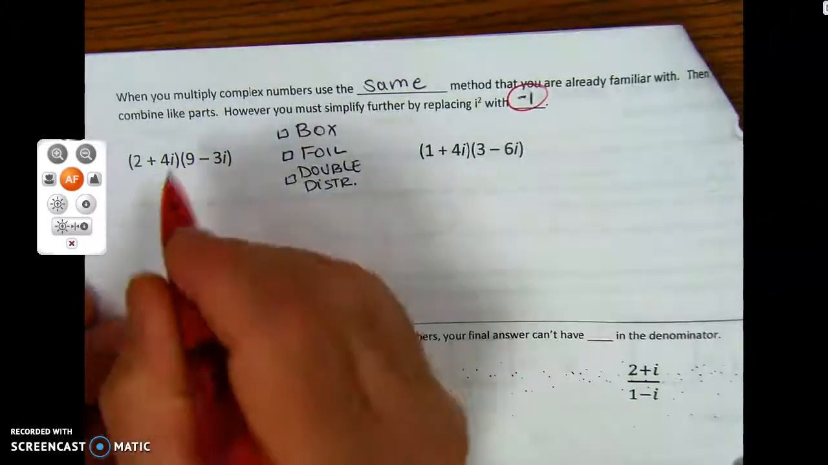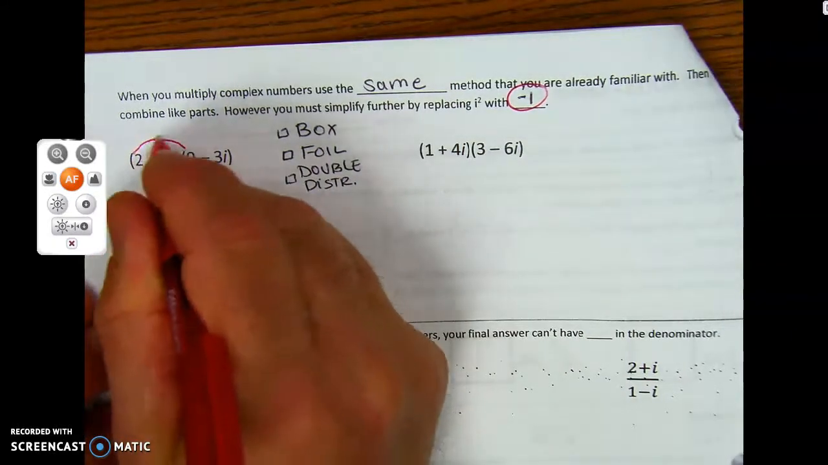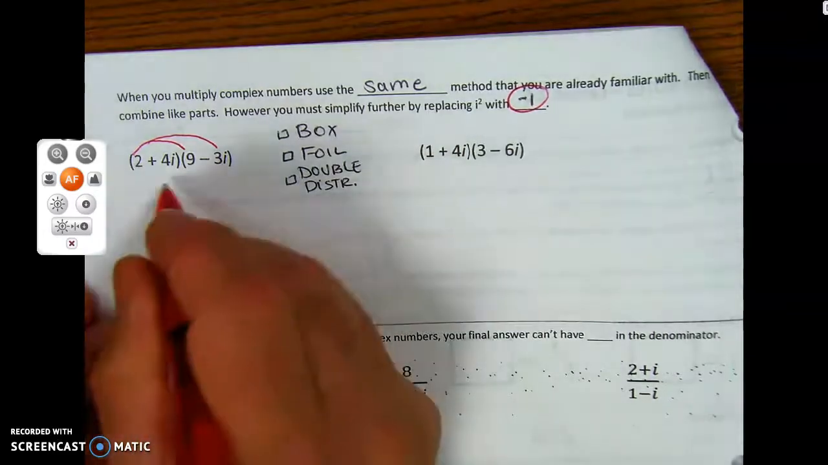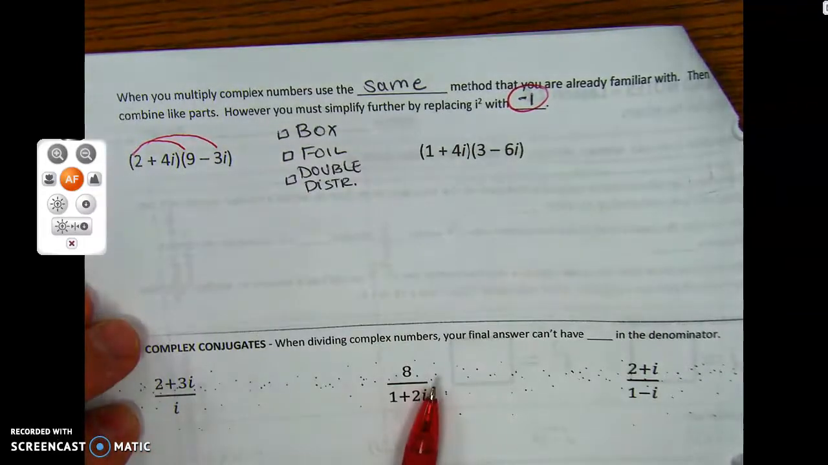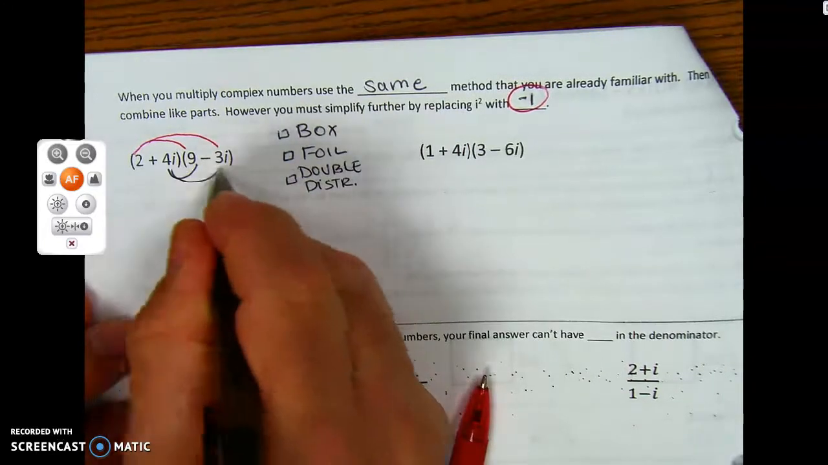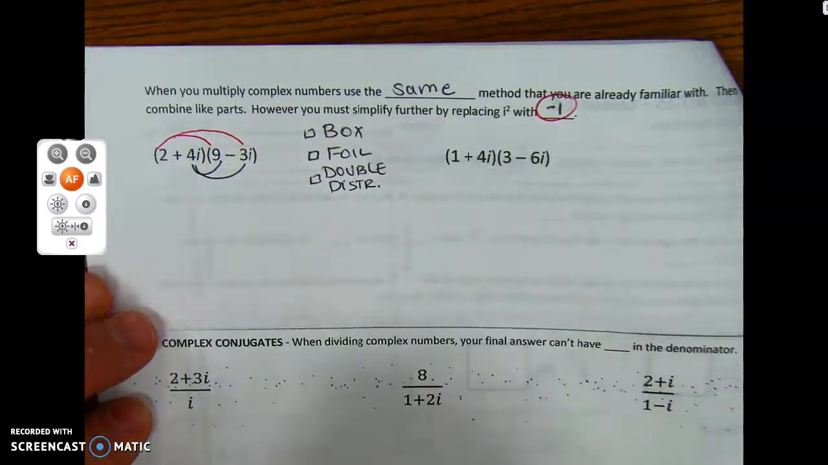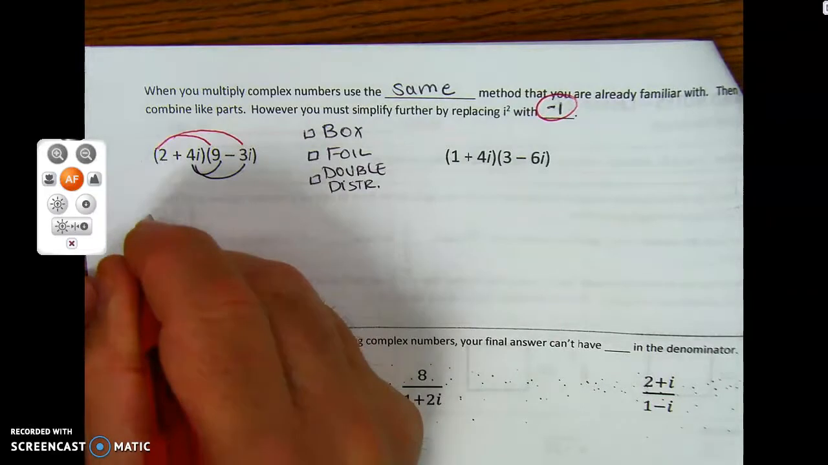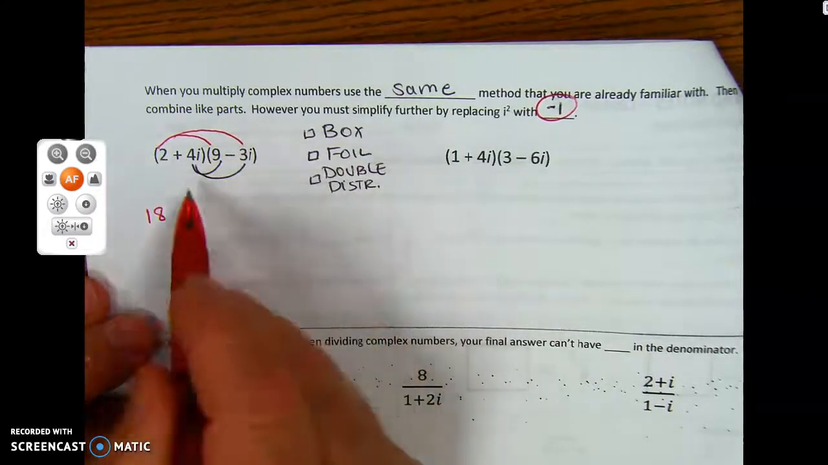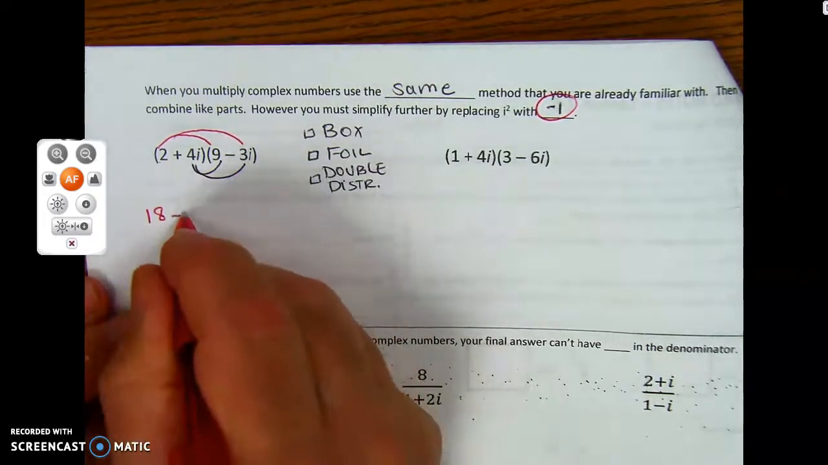Okay, so I'm going to just do double distributive. Here's single distributive. And then when I go down here to the bottom and do 4i times everything, that'll be double distributive. So 2 times 9 is 18. 2i times negative 3i is negative 6i.